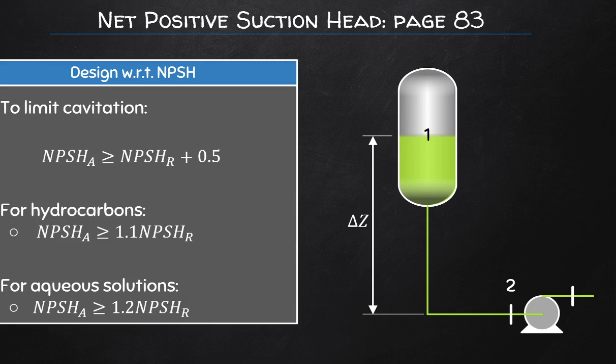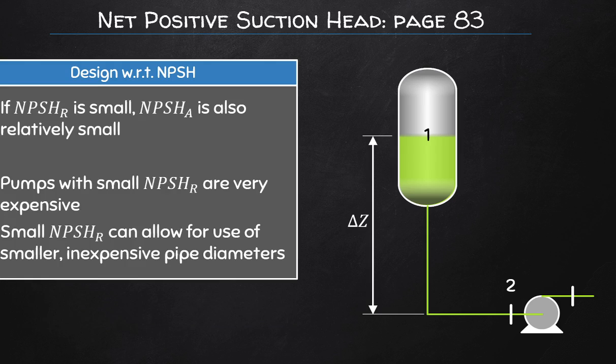Now, when working with other types of fluids like hydrocarbons, the available net positive suction head is 10% more than what is required, and in the case of aqueous solutions, 20% more than what is required. It goes without saying that when the required net positive suction head is very small for the pump, the available net positive suction head will also be very small. However, such pumps tend to be very expensive, of course, but they also will allow you to make use of much smaller pipe diameters, which will save you on operating costs as well as capital costs in the end.